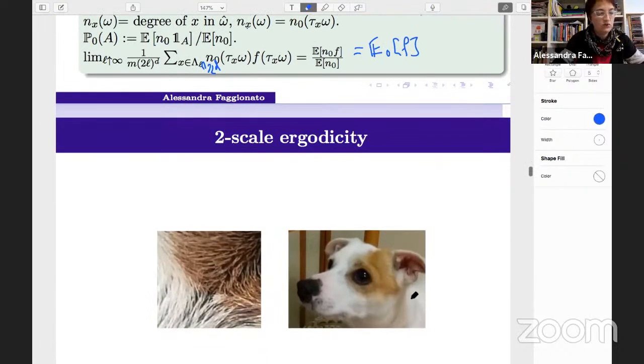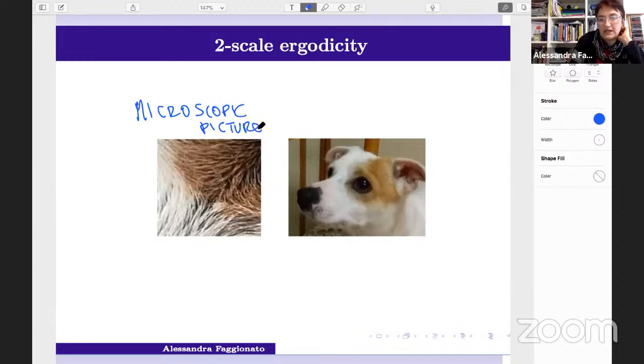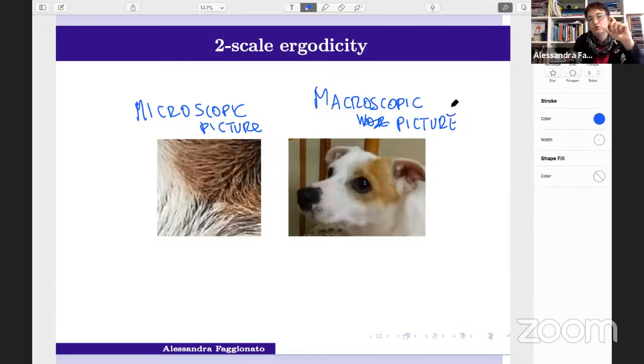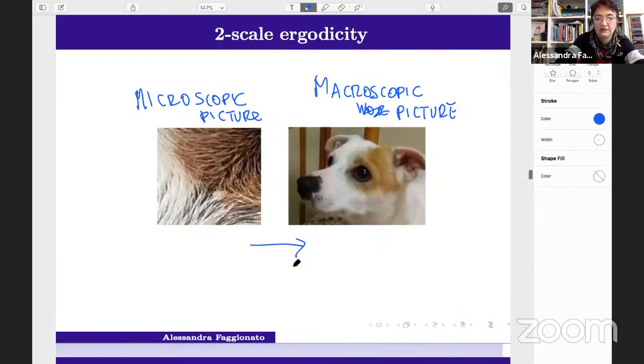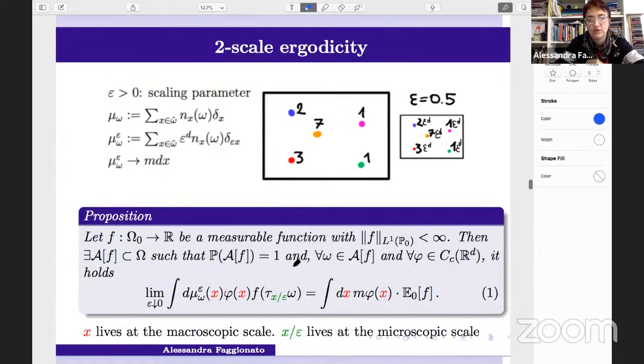But we can also restate ergodicity at a two-scale level. Here I have two pictures. This is the dog of my parents. The idea is that up to now, what I have described is the microscopic world, something that I was observing with a microscope. So I had a microscopic picture. But in the end I am also interested in the macroscopic world. In order to pass from one picture to the other, I have to zoom in, and so I have to introduce a scaling to distinguish these two pictures.